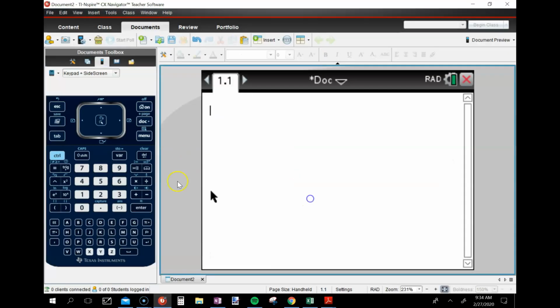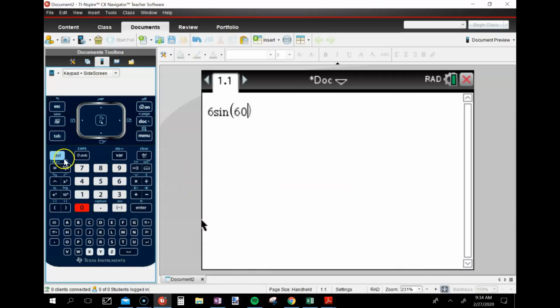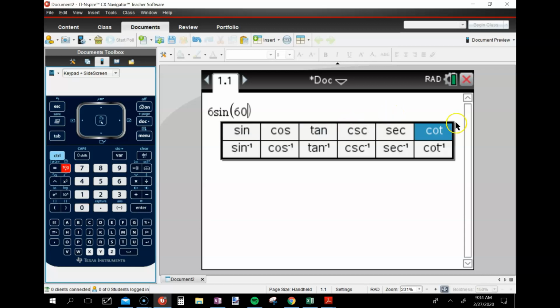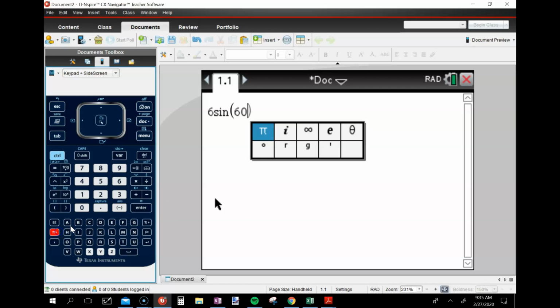So what I'm going to do is go to 6 times sine of 60. Now, if you look at the problem, guys, what is 60 in terms of? You hit the button next to the 7, the trig button. Everybody see it? So it's right here. You click that and you get all your options. What is 60 in terms of? Degrees, right? So I want to make sure I use the degree symbol.